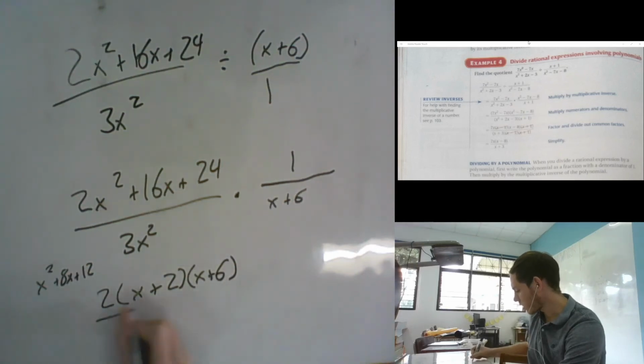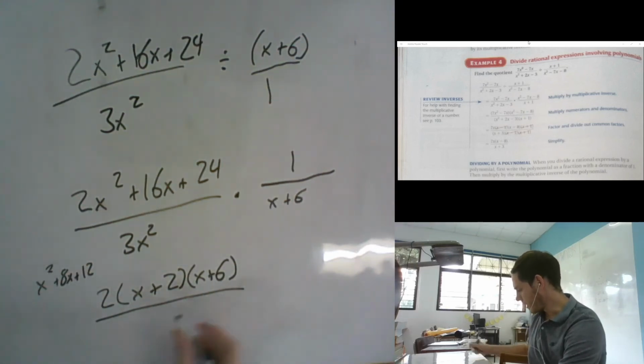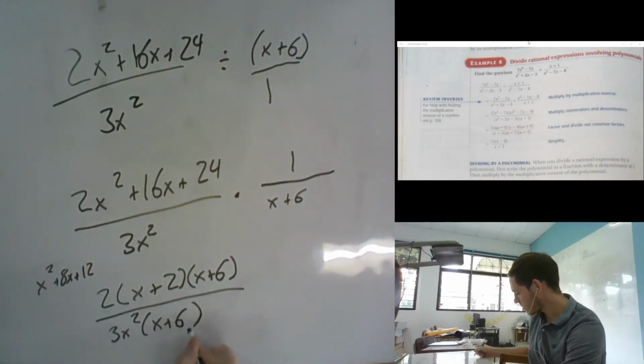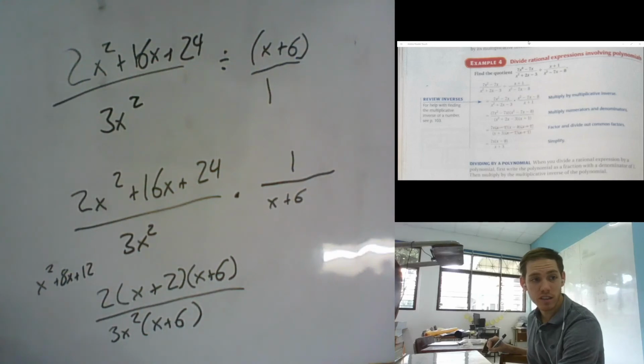Yes, I am doing that quicker than usual. And then I'm going to just multiply the bottom, so we get 3x squared times x plus 6. Now, what can we cancel?